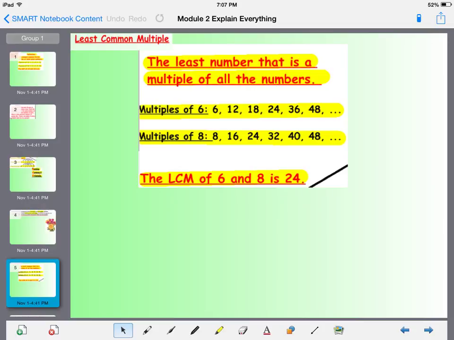Now, we can take a look here and we can see that we actually have 2 common multiples. We have 24 and 48. But the least common multiple would be 24. So in this case, the LCM of 6 and 8 is 24.